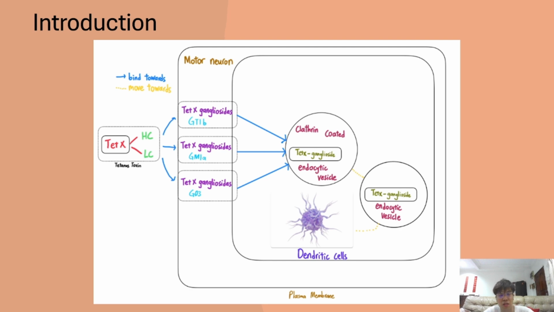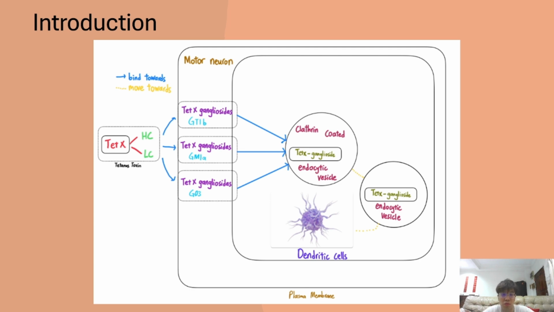First of all, tetanus toxin is a dimeric protein made up of two chains, heavy chain and light chain, represented as HC and LC. This tetanus toxin will bind to many gangliosides, the first being GM1A, GT1B, and GT3 on the plasma membrane. These gangliosides act as the receptor of the toxin, allowing it to bind to the target cell membrane. After attaching to the gangliosides, the tetanus toxin undergoes endocytosis.